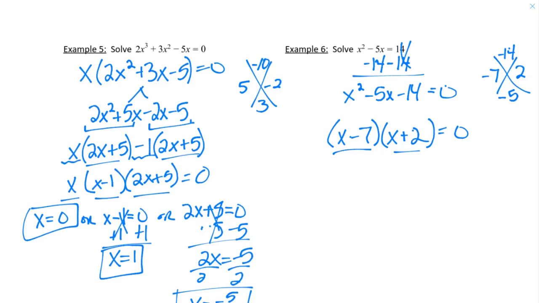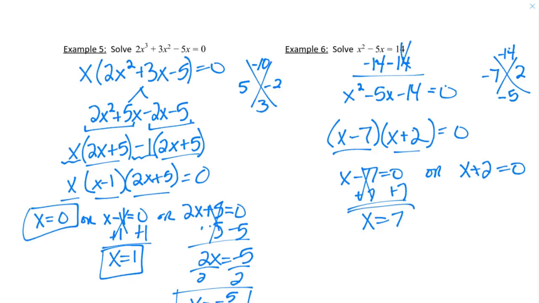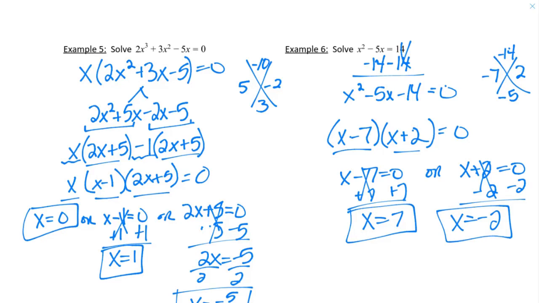So one of those 2 things must be 0. Either x minus 7 is equal to 0 or x plus 2 is equal to 0. Go ahead and solve those both separately. First one, we come up with a solution of x equals 7. Second one, when we solve, we come up with a solution of -2. So we know that x is equal to 7 or x is -2.